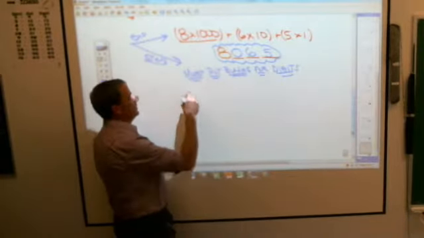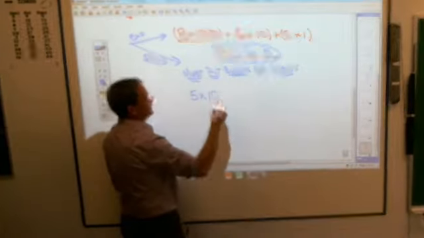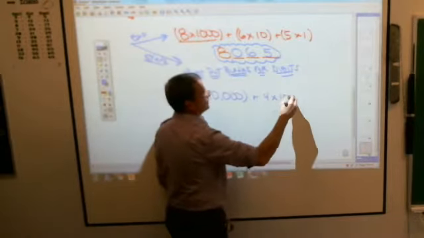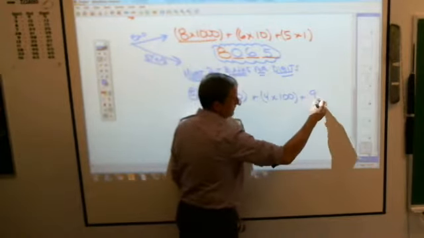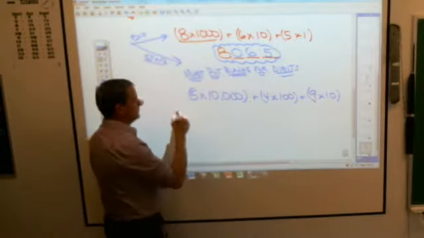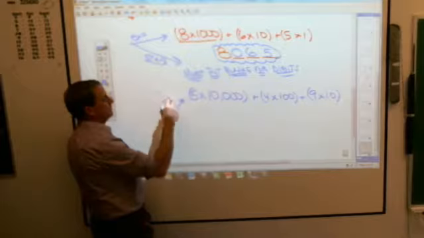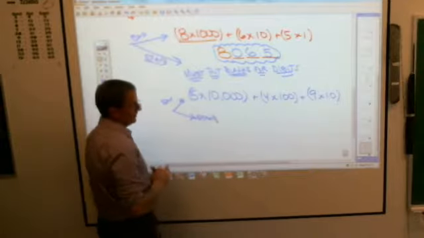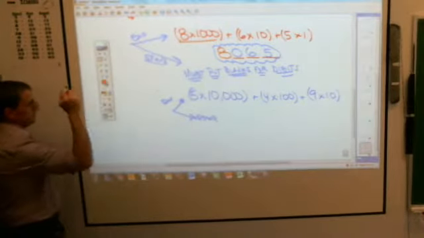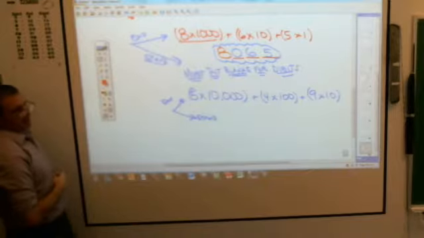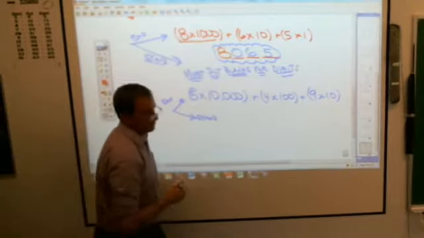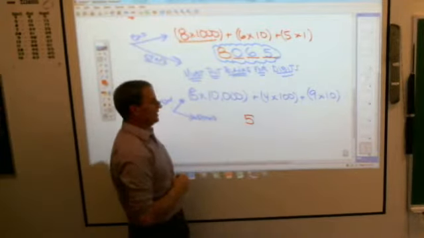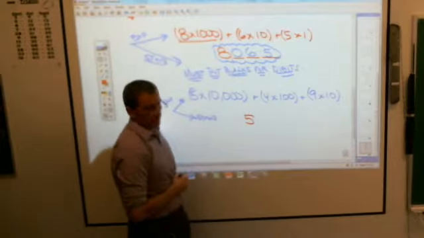How about one more? 5 times 10,000 plus 4 times 100 plus 9 times 10. You could go from expanded form to standard form. I would appreciate that. What does that look like? I'm going to start by putting down a 5. What will be my next step then, Sammy? How many blanks? If this 5 is in the 10,000th place, how many blanks do I need after it?